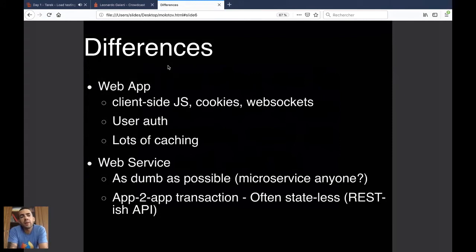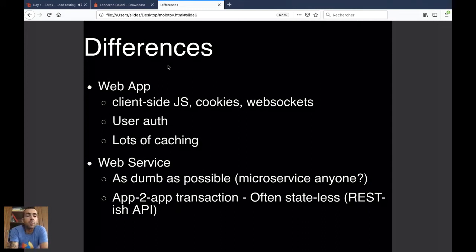And if I go into more details, a web application is going to set up some JavaScript in your browser to execute. It's going to set cookies and open some WebSockets. As a user, you also have a way to authenticate to the application. And most of the time for big apps, you will have some caching happening both on the client side and on the server side. I'm telling you about those things because that's basically the biggest difference when you're going to do some load testing between a web app and a web service.